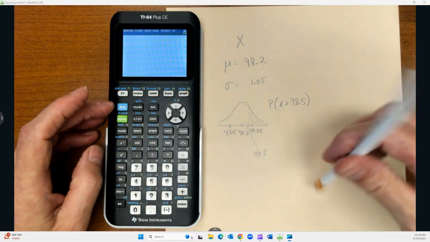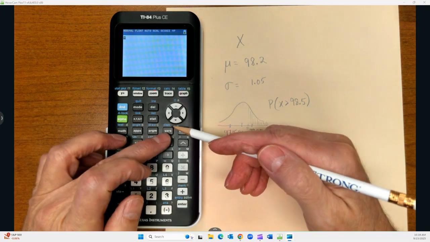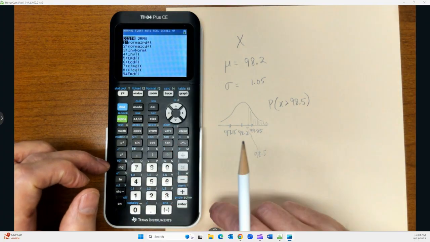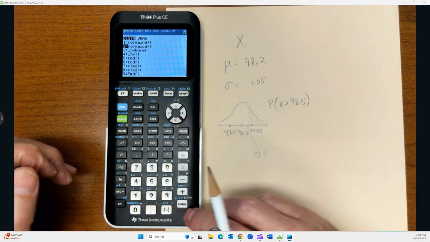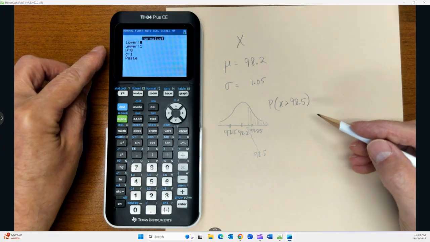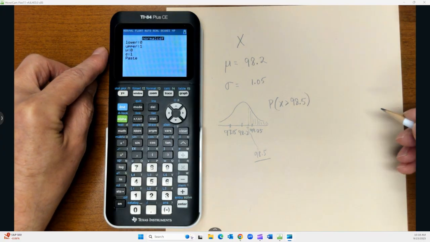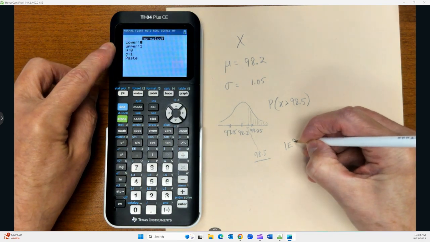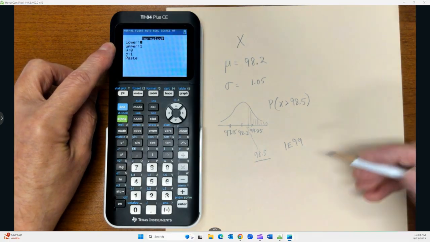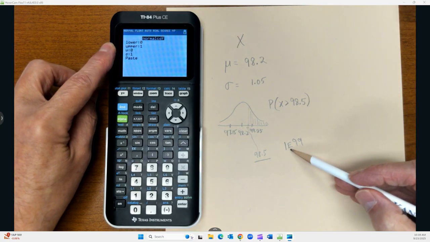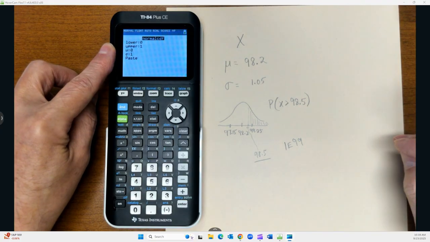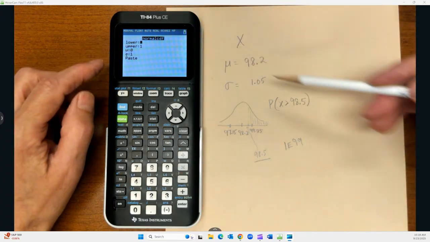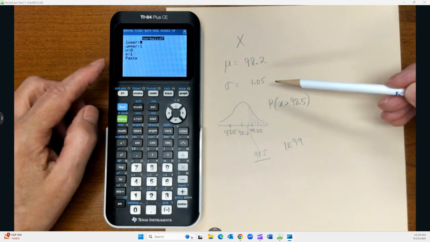The way you get to this function is second, vars, which takes you to the distribution menu. The second option is normal CDF, and it wants the lower bound. So our lower bound is 98.5, and then it wants an upper bound. The calculator's largest number is reached in scientific notation, so we'll just say 1 times 10 to the 99th power. And then, of course, we need the mean of 98.2 and the standard deviation of 1.05.